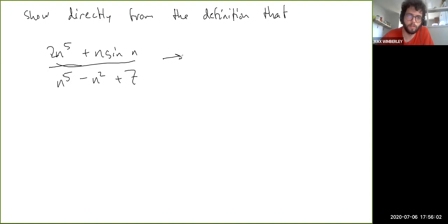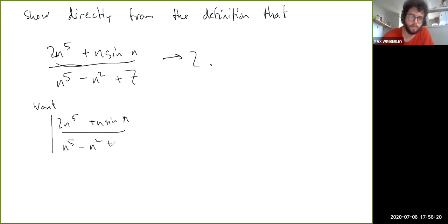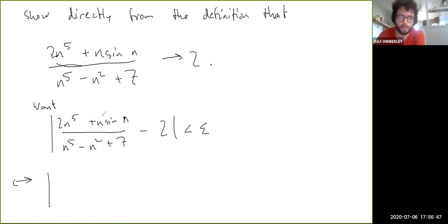So let's say we want to show now that this converges to 2, right? So what we want to do is pick big N so that 2n to the 5th plus n sine of n over n to the 5th minus n squared plus 7, minus 2, is less than epsilon, right? And once you simplify this inside, the leading term in the numerator should cancel out here. So we end up with 2n squared plus n sine of n minus 14, I believe, over n to the 5th minus n squared plus 7, right?